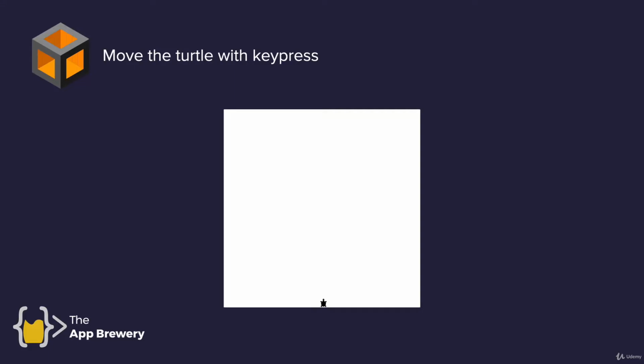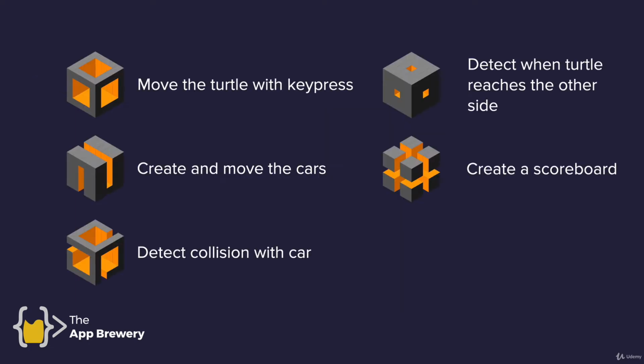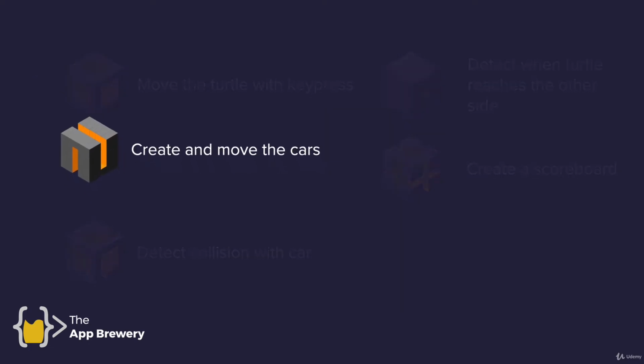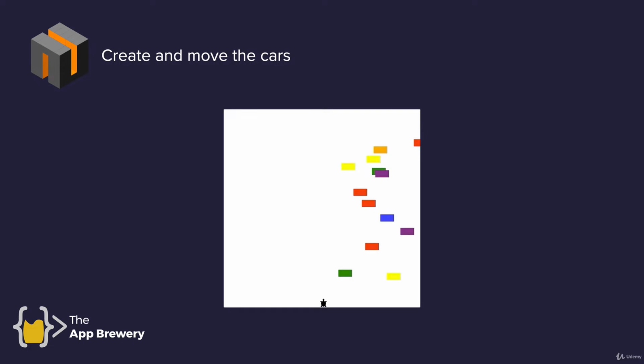In the last lesson, we managed to figure out how to get the turtle to move with a key press. With every press of the up key, the turtle moves further towards north. Now, the next task is to create and move the cars. The cars need to move from right to left, and they need to be randomly generated along the y-axis here.